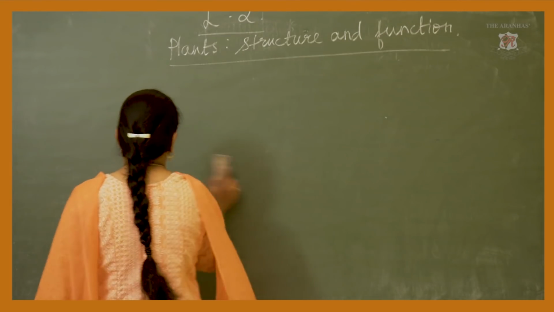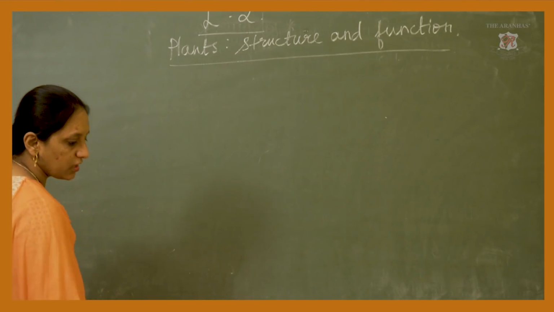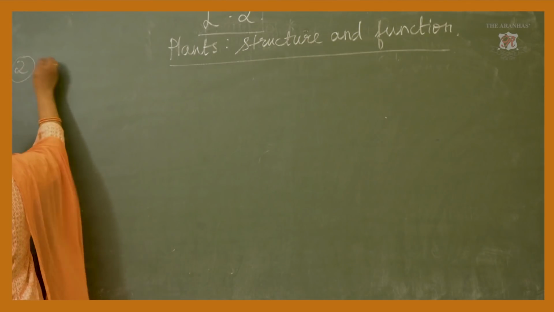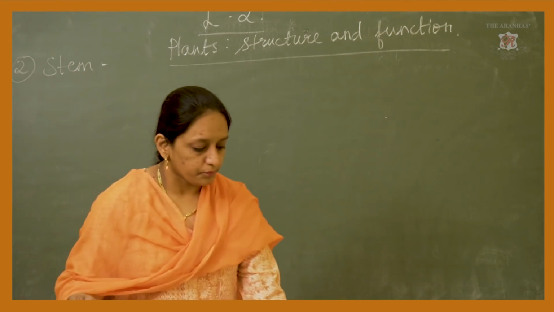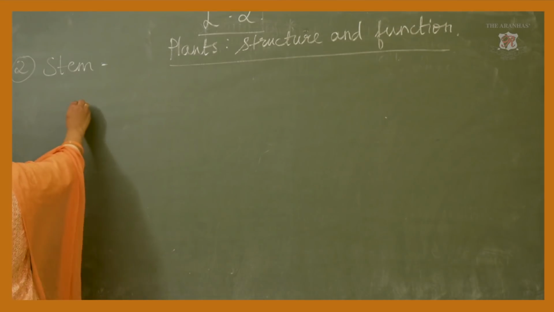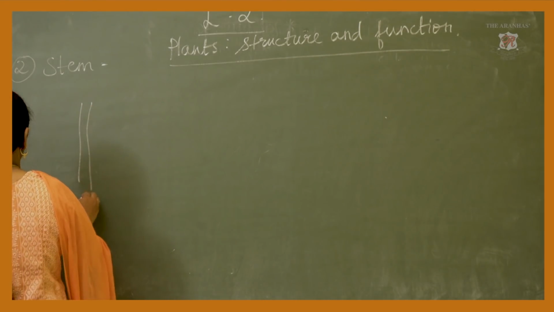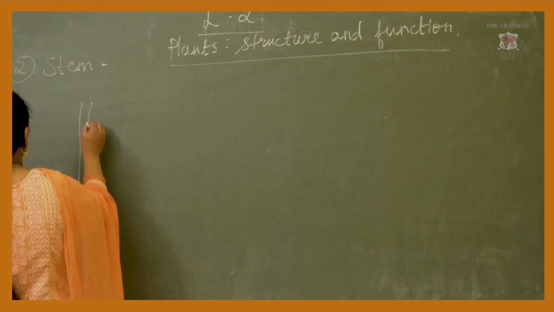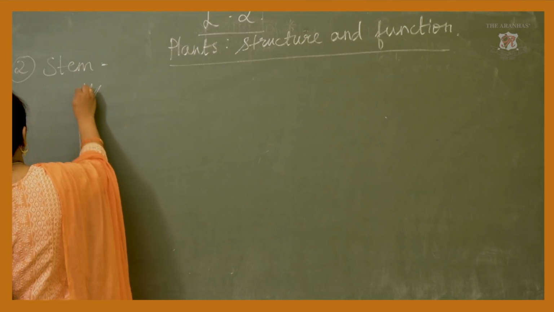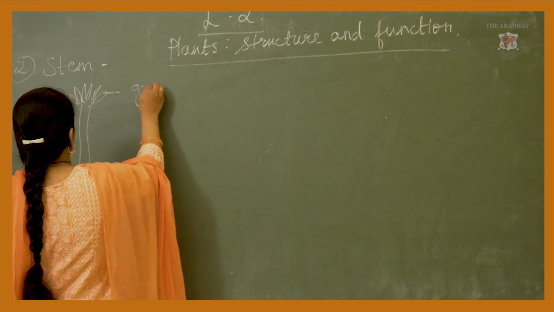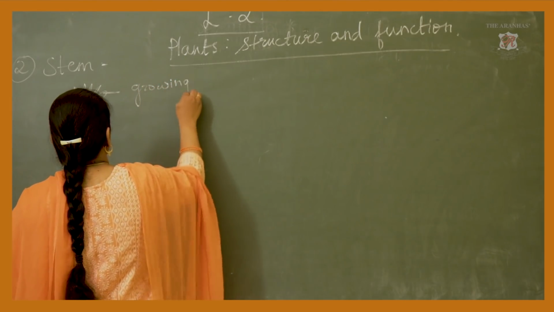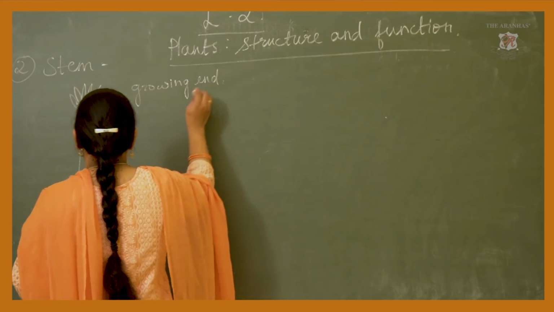Stem is the second part of the plant. So they have given a diagram of stem in your textbook. The parts of stem are, see, from here suppose the stem starts growing, here you can see this part, this is called the growing end because the stem is growing towards this side, growing end.